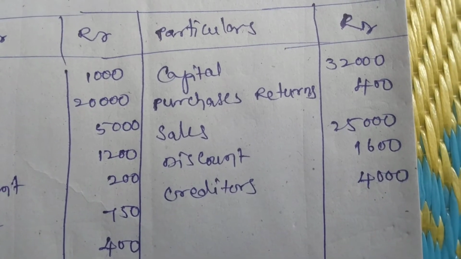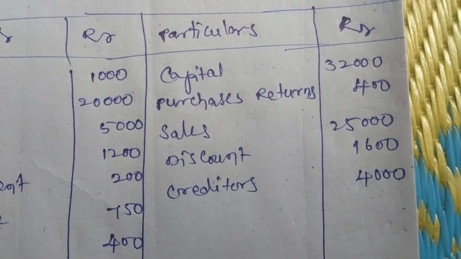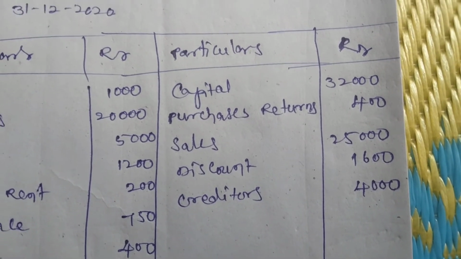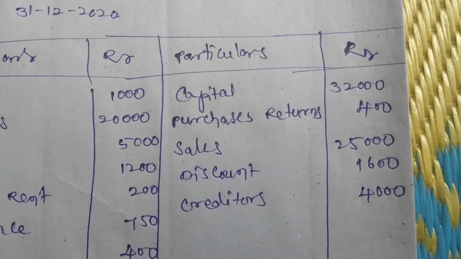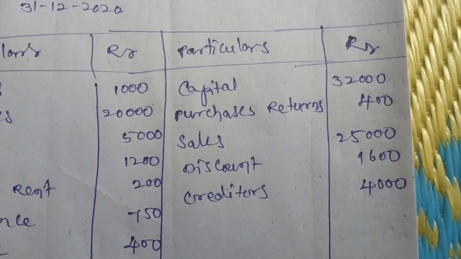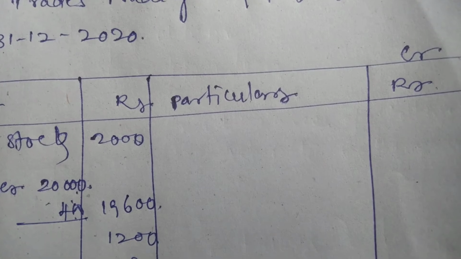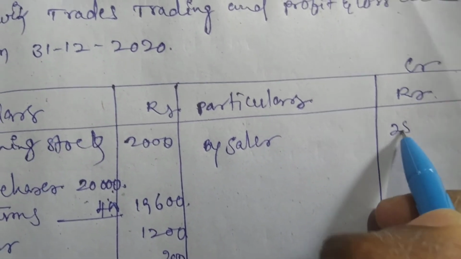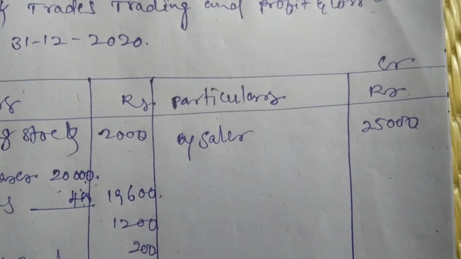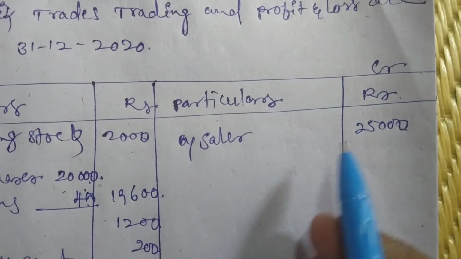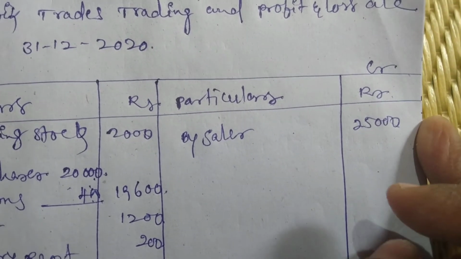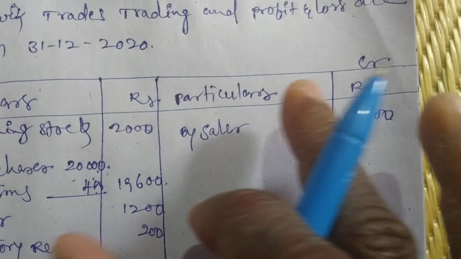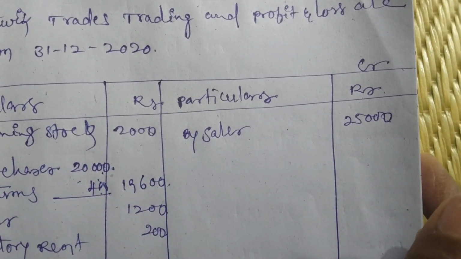So next one is sales. Sales 25,000. Sales are recorded on the credit side of the trading account. Go to the credit part of the trading account. Right here, "By sales" 25,000 in the outer column. If there were any returns, they would also be recorded in the inner column, but no sales returns are mentioned here, so it is directly recorded in the outer column.